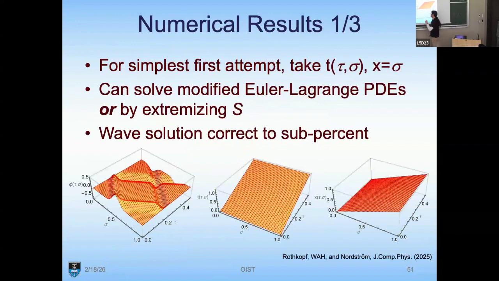And what you can see is here we're going to, as a first step, take that time is a function of tau and sigma, but we're going to choose a particular gauge choice, we call it, where x is just given by sigma. And when we do that, then our time and our position develop in a natural way. And here we have an initial Gaussian wave that propagates and reflects through our numerical solution.